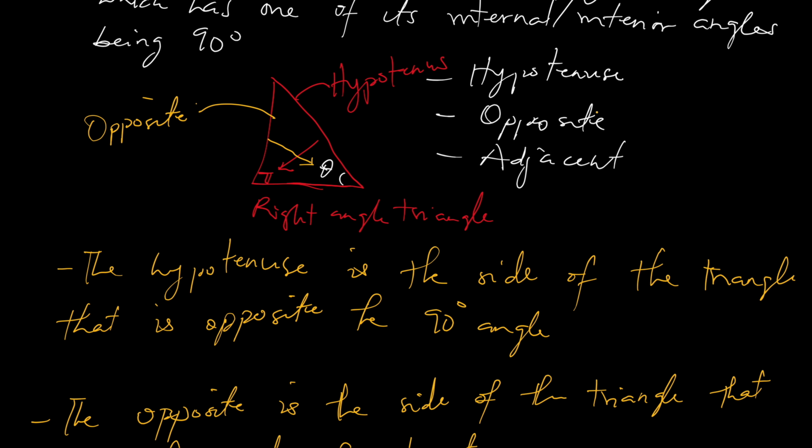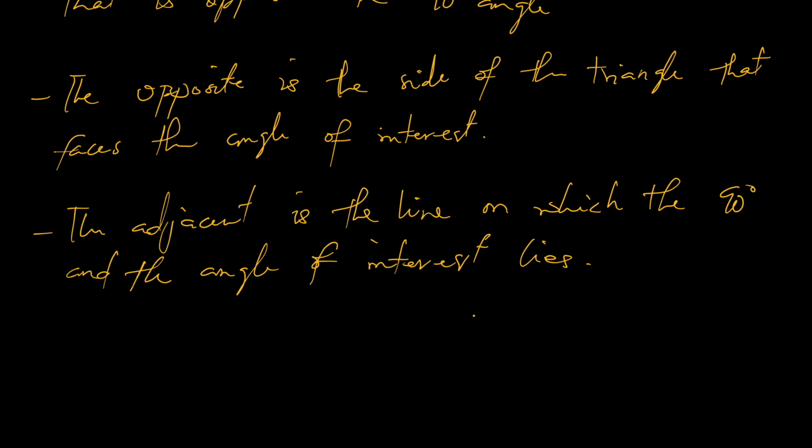Now, there is one more side to the right angle triangle, and that is the adjacent. The adjacent is the line where the 90 degree and our angle of interest lies. And from our diagram, we can see that this line here is the line where we have the 90 degree and our theta. So this line here becomes our adjacent. I'll draw another triangle, then we figure out the sides of that triangle.